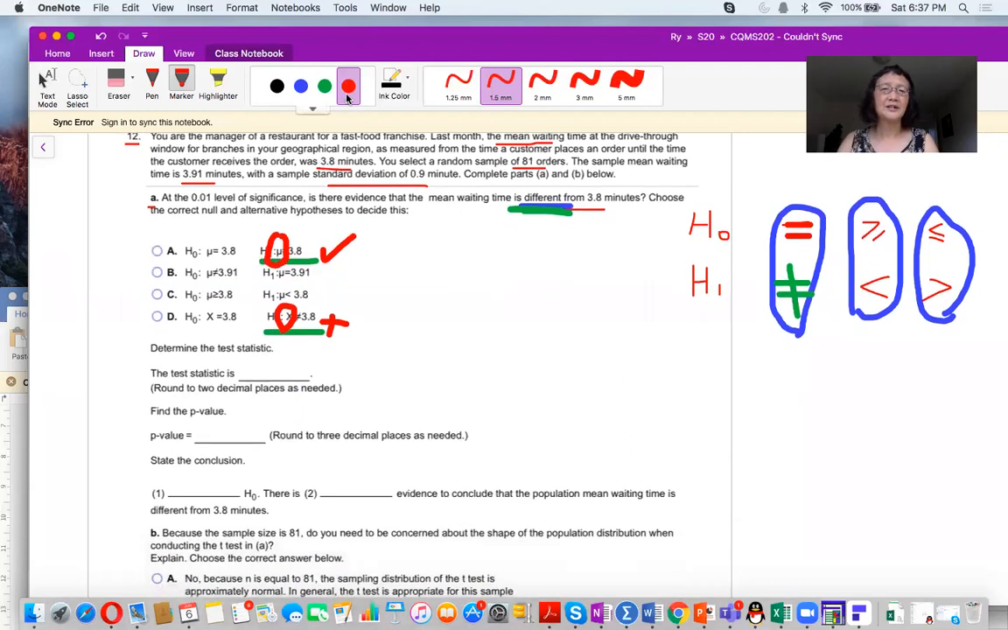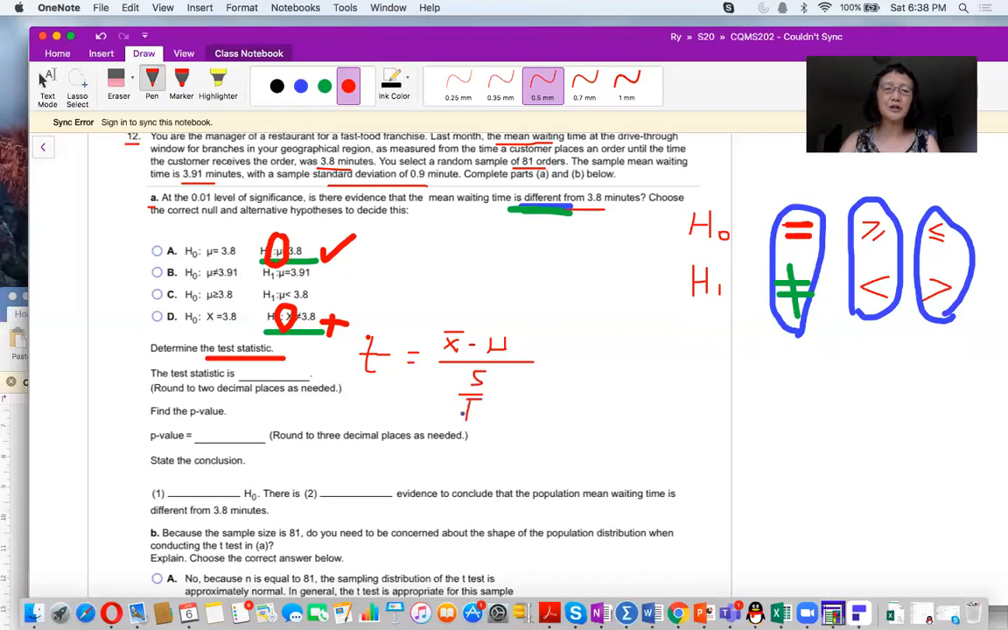Next one, determine the test statistic. So far you have Z test statistic, you have T test statistic. How do you know which one to use? If sample standard deviation is given, you use T. So the test statistic, you use T. The formula is sample mean x bar minus population mu divided by sample standard deviation over square root of n. So this is test statistic.